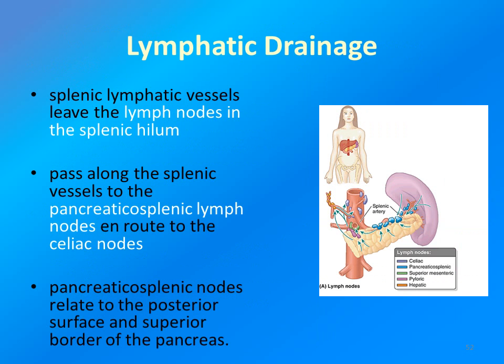Lymph drainage of the spleen is relatively simple. It begins at lymph nodes located in the splenic hilum, and this lymph passes along vessels to the pancreatico-splenic lymph nodes. This is en route to the celiac nodes around the celiac trunk.